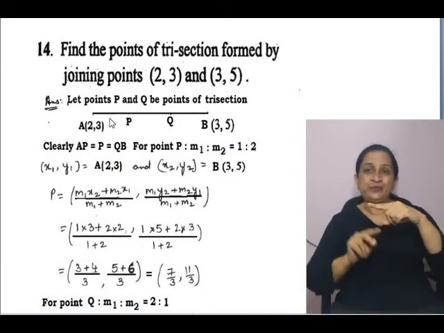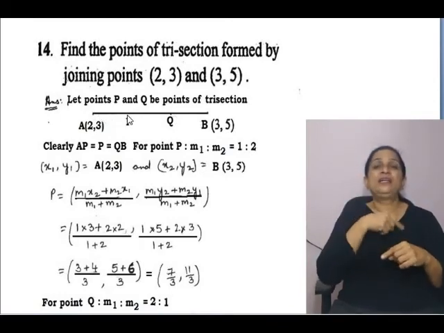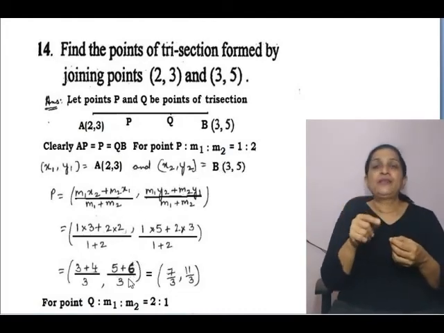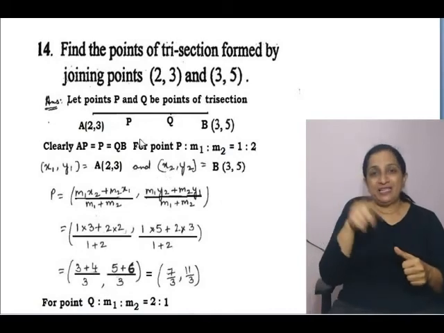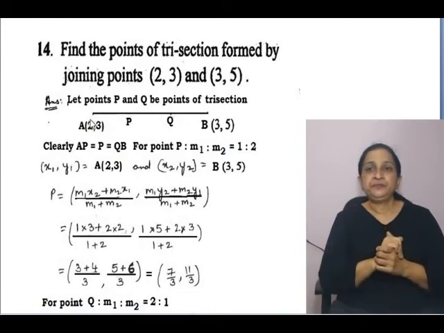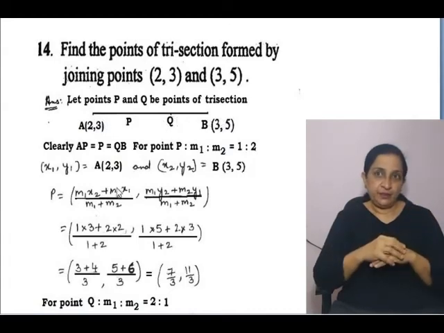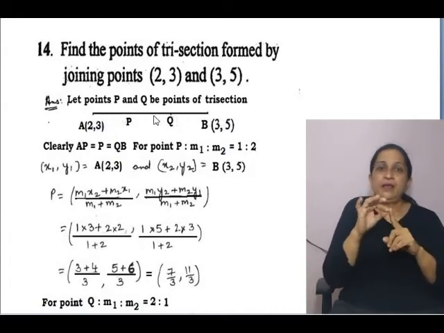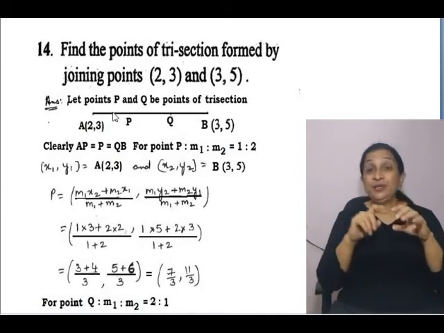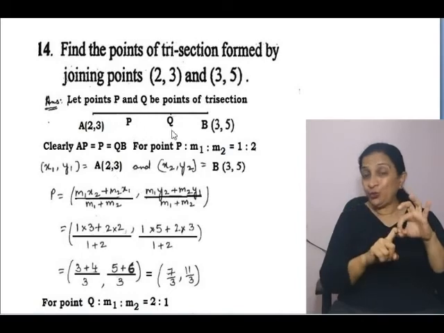So AP is 2 times AP. So you have to put those values of m1 and m2, and you will finally get, first you have to find the value of P between points A and B, where the ratio will be 1 is to 2. Then you find the value of Q, here it will be the other way around, it is 2 is to 1 ratio. Then you will get the values of P and Q separately.